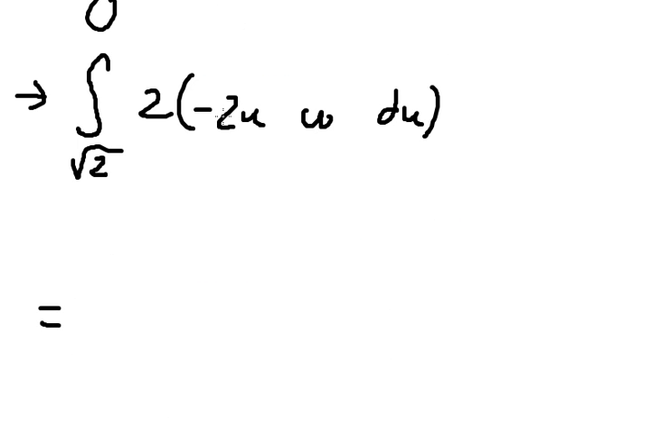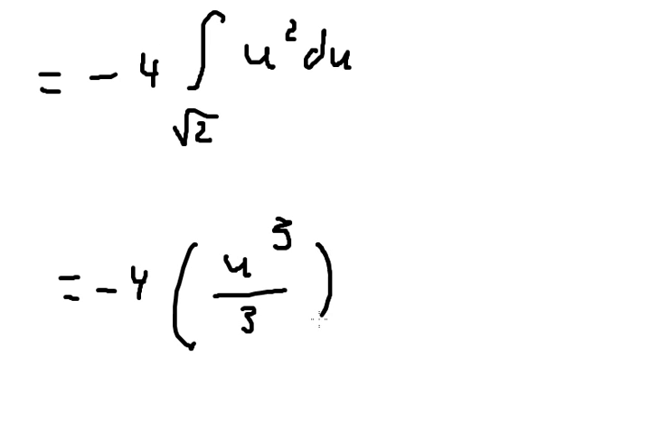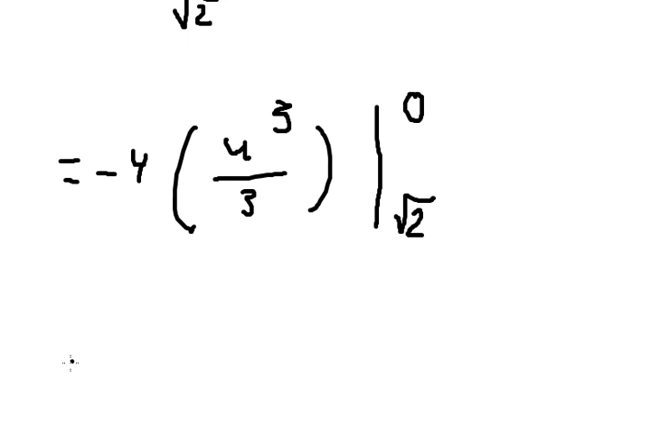So negative 2 and 2, we have negative 4. u and u, we have u squared. The integration of u squared gives u to the power of 3 over 3. And I will put the bounds from the square root of 2 to 0. And now we have the final answer.